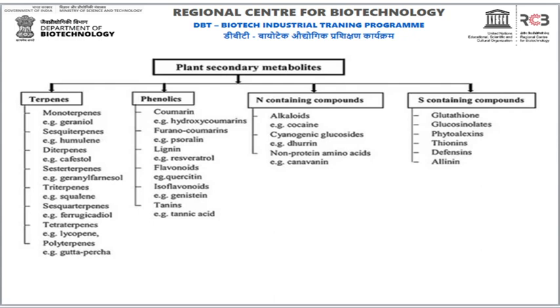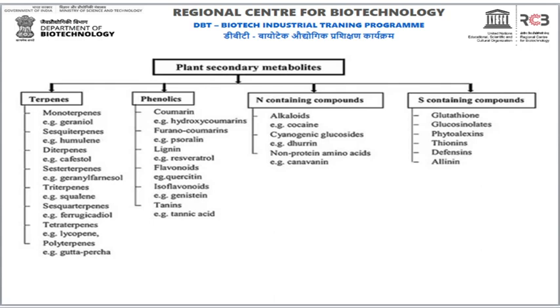And phenolics, they will be having a phenol ring, which means they will be having a benzene ring, and this phenolic will be having a hydroxyl group with it. So if there is a question asking for the plant secondary metabolite which has an OH group, you should know it is phenolics. Okay. And next, nitrogen containing compounds and sulfur containing compounds.